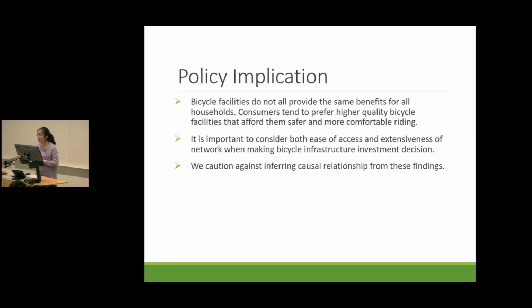One thing that we caution is that these results are just hedonic regression model results. They do not necessarily reflect a causal effect. So it's not that because we built a bike lane, it will cause an increase in property value. For causal effects, we need other methods to investigate them.